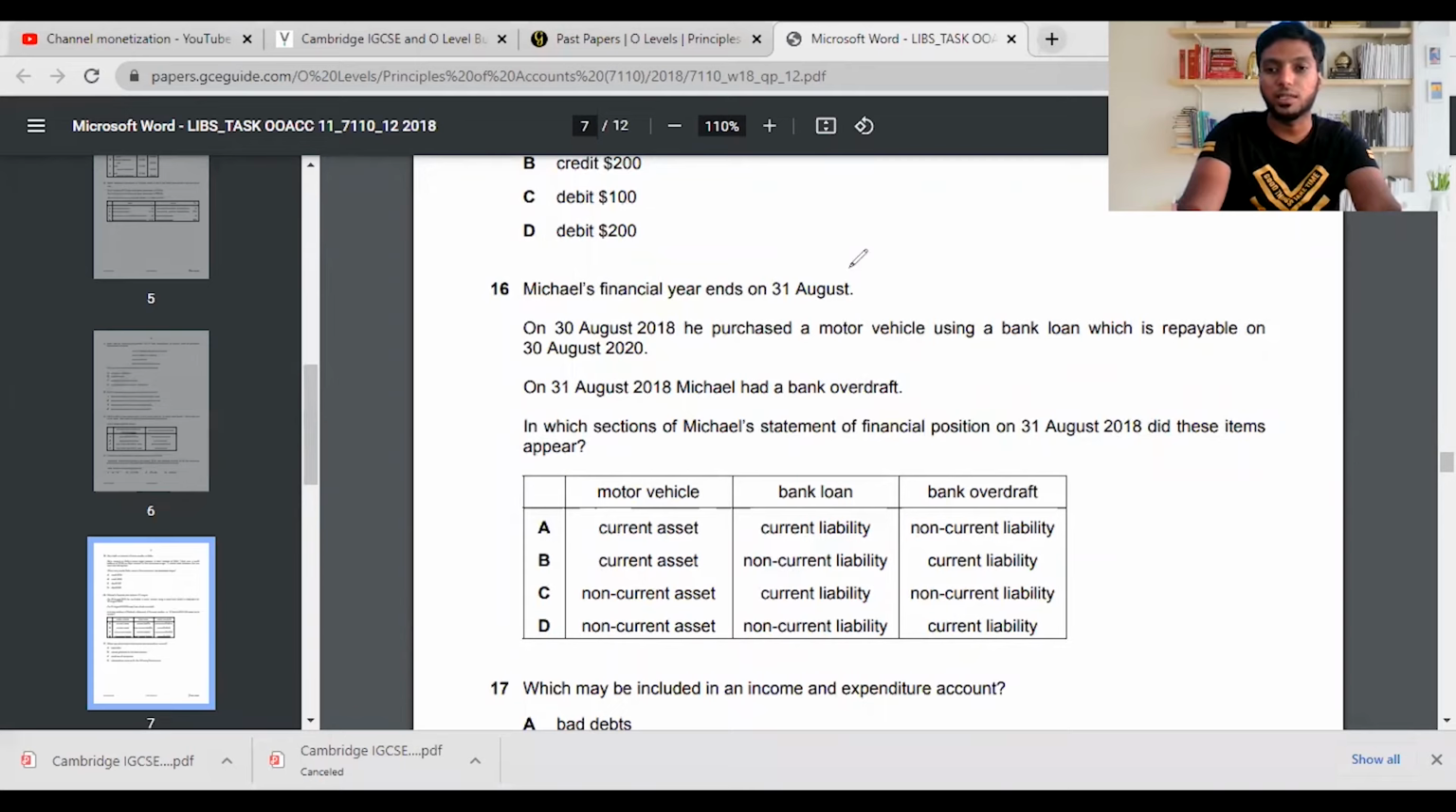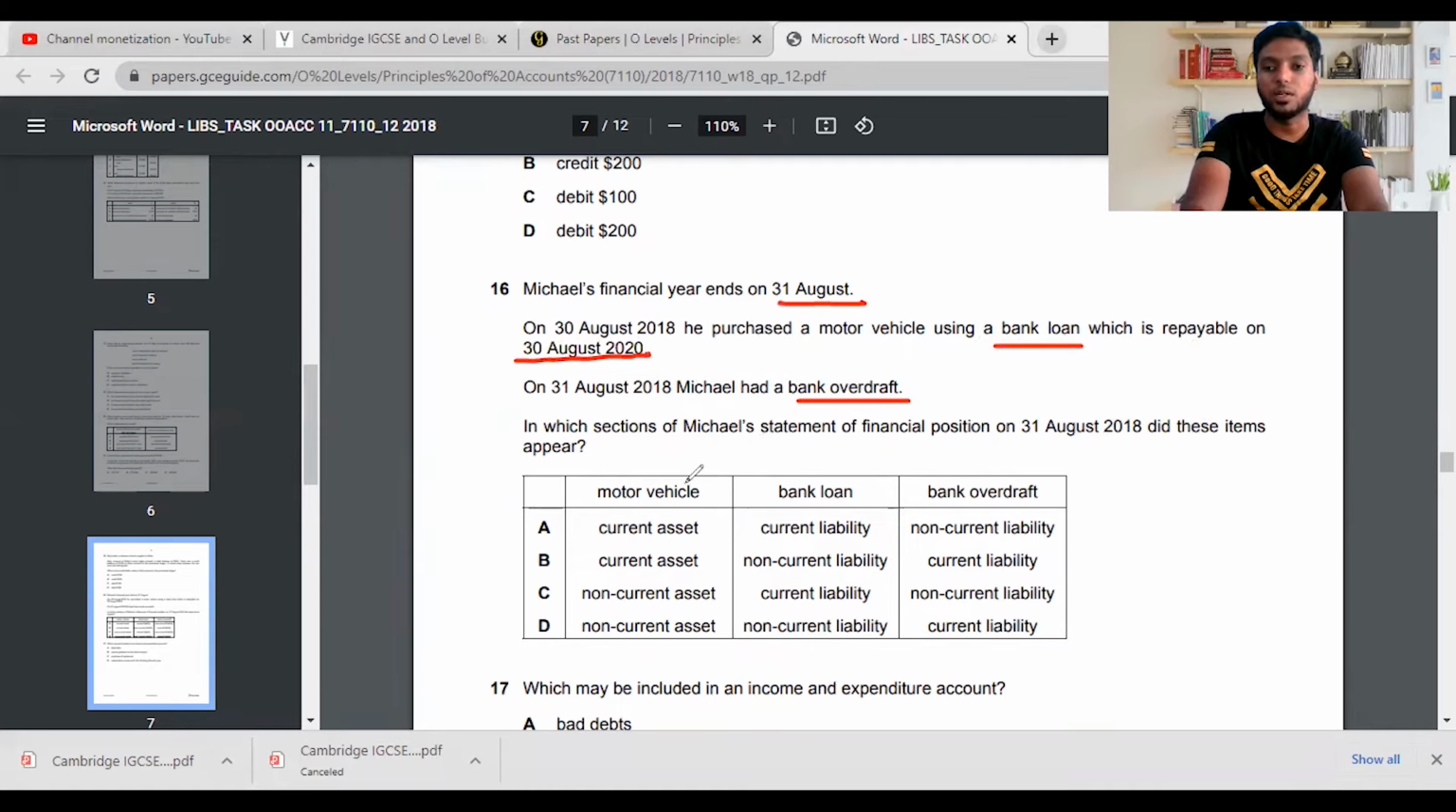Michael's financial year ends on 31st August. On 30th August 2018, he purchased a motor vehicle using a bank loan which is repayable on 30th August 2020. So this bank loan is more than 1 year, so it should be a non-current liability most probably. On 31st August 2018, Michael had a bank overdraft. It should be a current liability because a bank overdraft is almost like within 1 year, you should be able to pay. In which sections of Michael's statement of financial position on 31st August 2018 did these items appear?